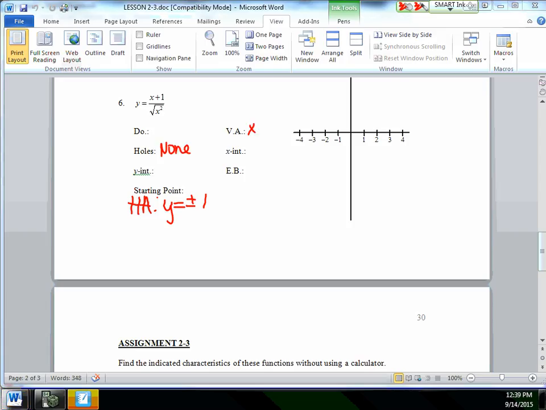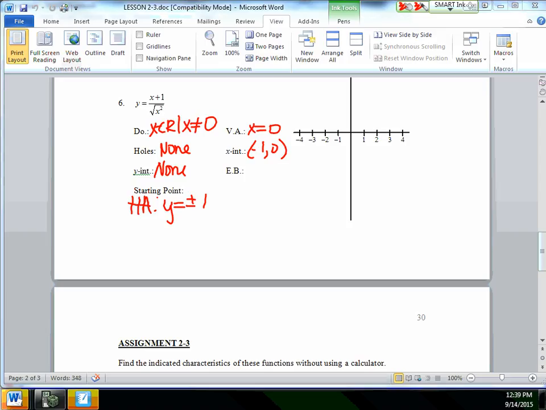So the holes, there are none. VAs at x equals 0. X-intercepts, set the top equal to 0, and we get -1, 0. Once again, I know there can't be any y-intercepts because I have a vertical asymptote at x equals 0, so none. Which means my domain is x is in all reals such that x cannot equal 0.